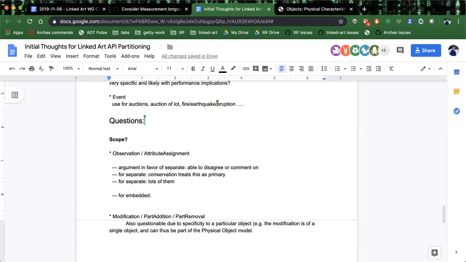Yep. If all you know is one thing about the attribute assignment, such as the conservator or the curator who did the measurement, it would be much easier just to put that into the document rather than having a totally separate response. Right. Yeah. And this might be where the API could help. If you requested the object and you said, and also give me these properties.